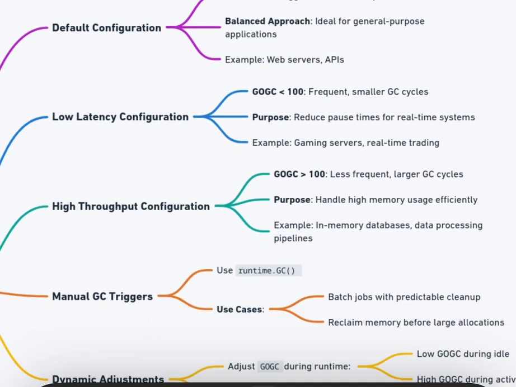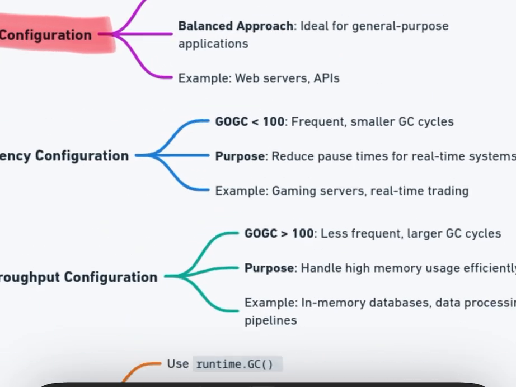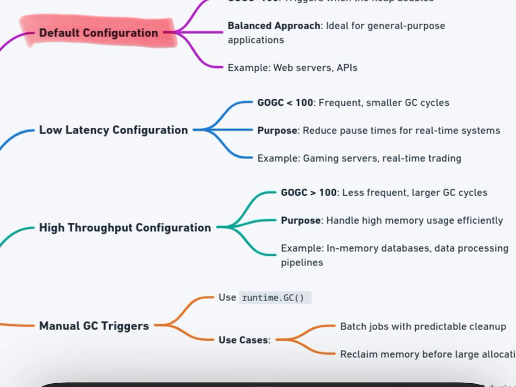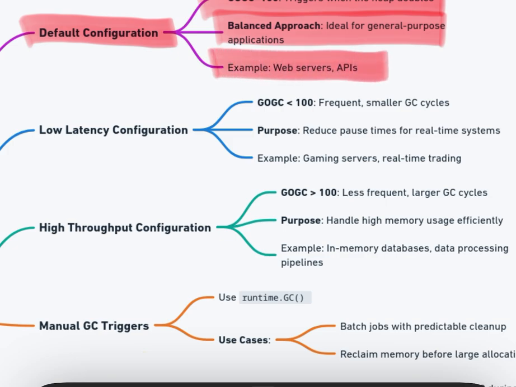1. Default configuration. Balanced performance. You're building a web server with a moderate number of requests. The default GC setting, GOGC=100, works perfectly here. Why? The GC triggers when the heap size doubles, balancing memory usage and CPU overhead. Outcome: your server runs smoothly without frequent GC interruptions.